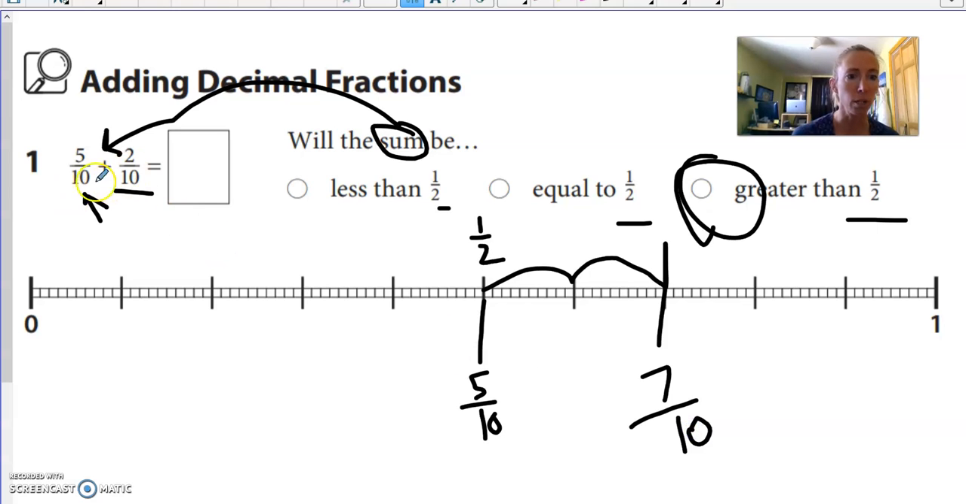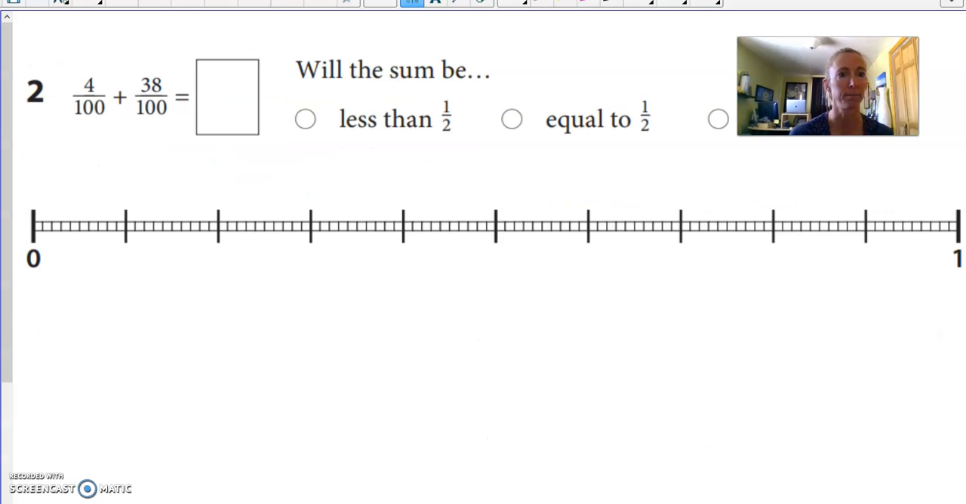My denominators were already the same. I was working in tenths, so I'm going to get an answer in tenths. So 5 and 2 more is 7. 7/10. I'm still not at 1 whole yet.